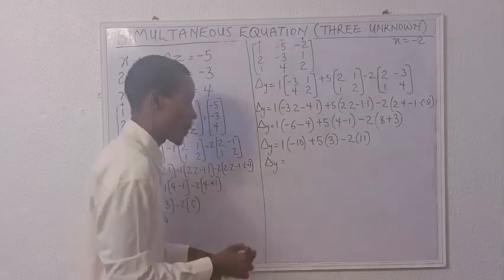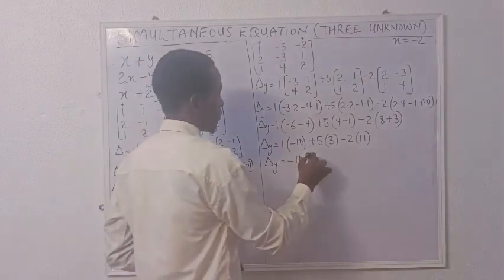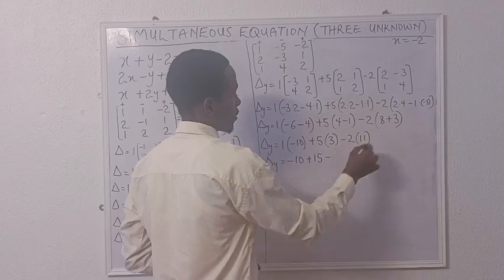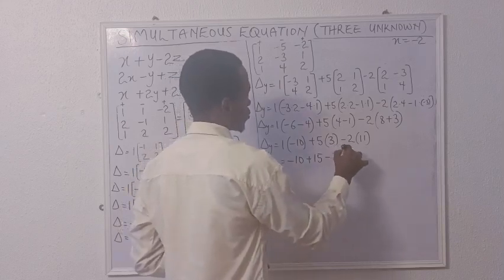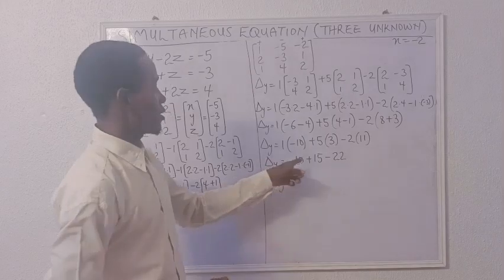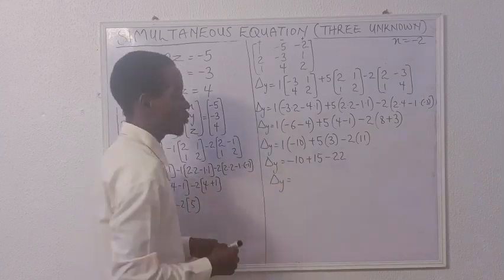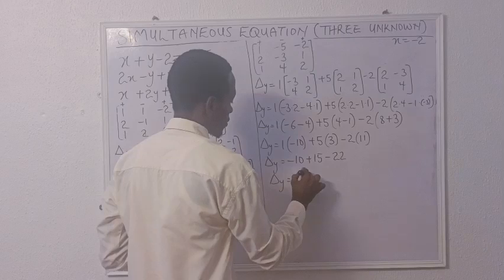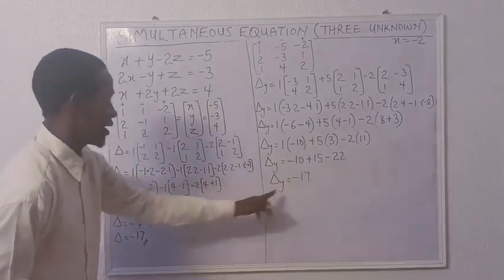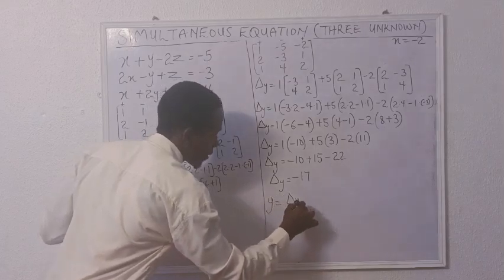My delta Y continues as 1 times minus 10, that's what? Minus 10, plus 5 times 3 is what? 15, minus 2 times 11, that's minus 22. So my final answer for delta Y is going to be minus 10 plus 15 will give me a 5. 5 minus 22 is going to give me what? A minus 17. So therefore, to get my Y, since I have my delta Y and I have my delta, my Y is going to be delta Y over delta.